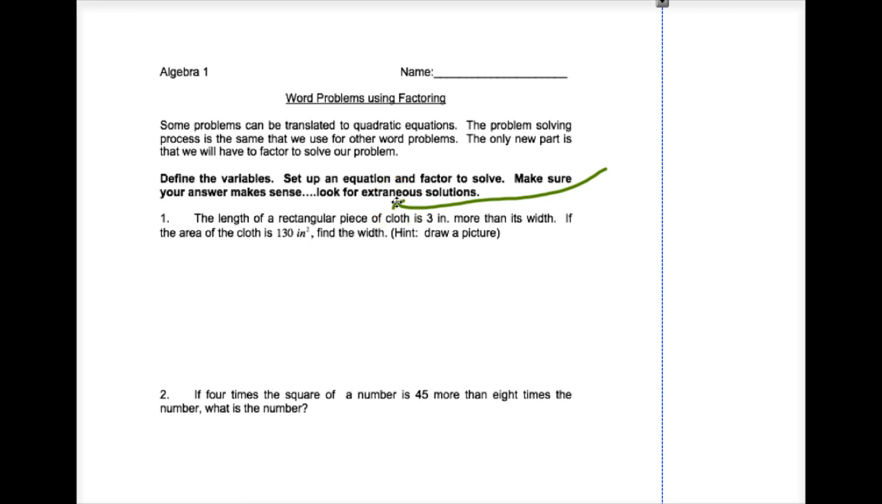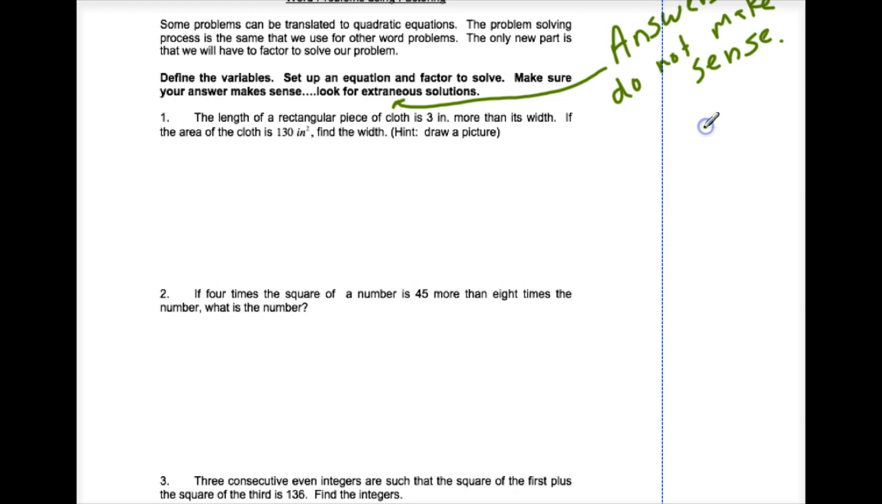Okay. Extraneous solutions. Here's what they are. They are answers that do not make sense. Some problems, not all of them, have extraneous solutions, and when we get one, you're going to say, "Oh yeah, there's no way that X could be that number. It just doesn't make any sense." Those are called extraneous solutions. We'll be dealing a lot with those for a while here.